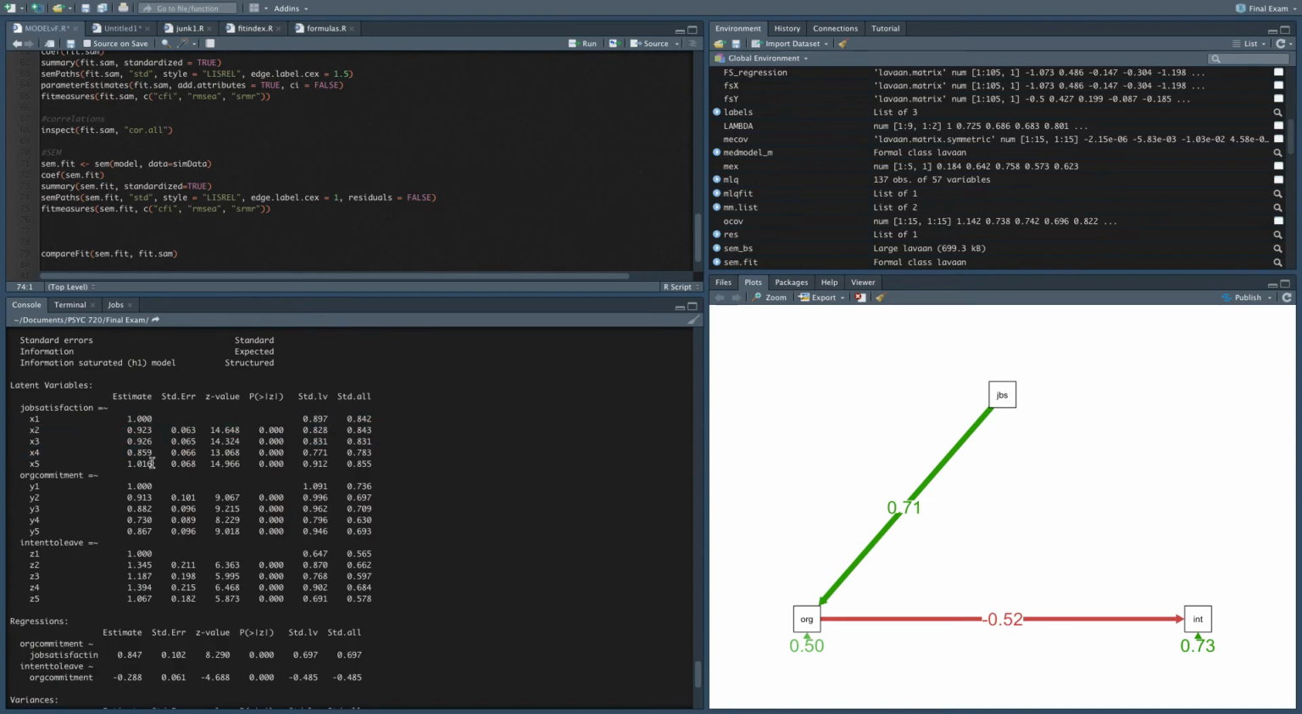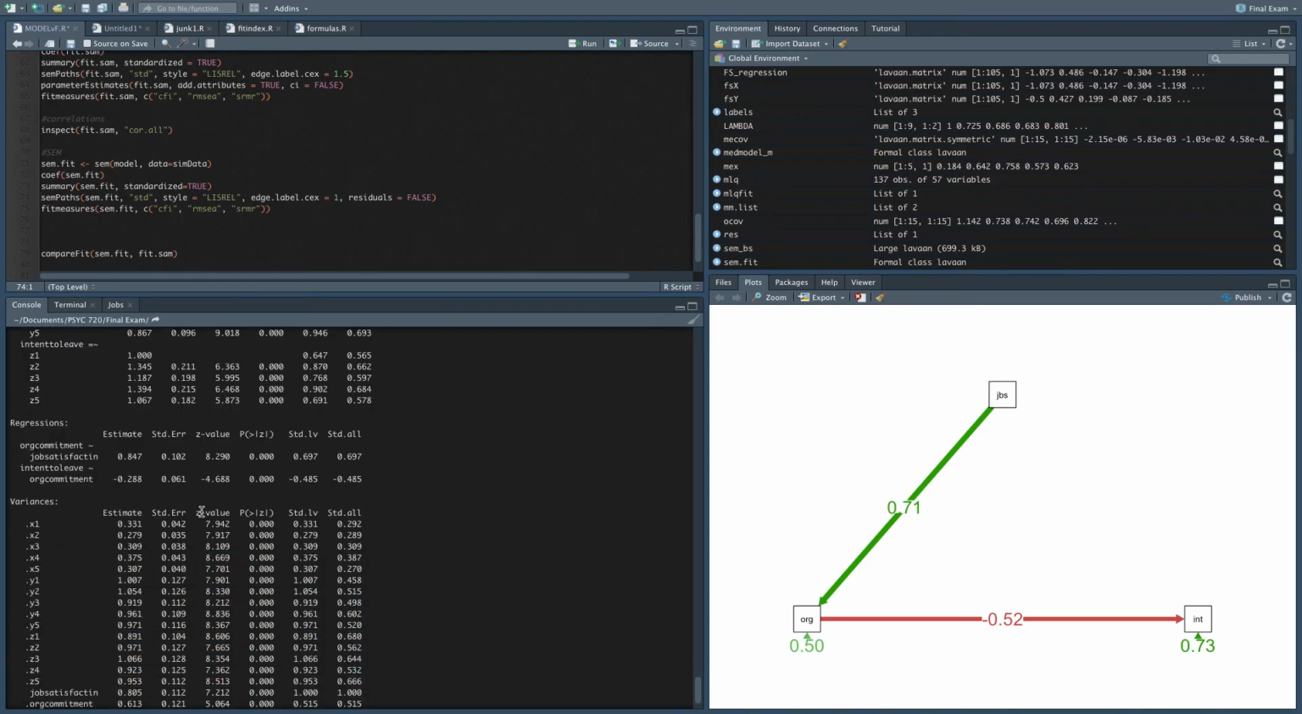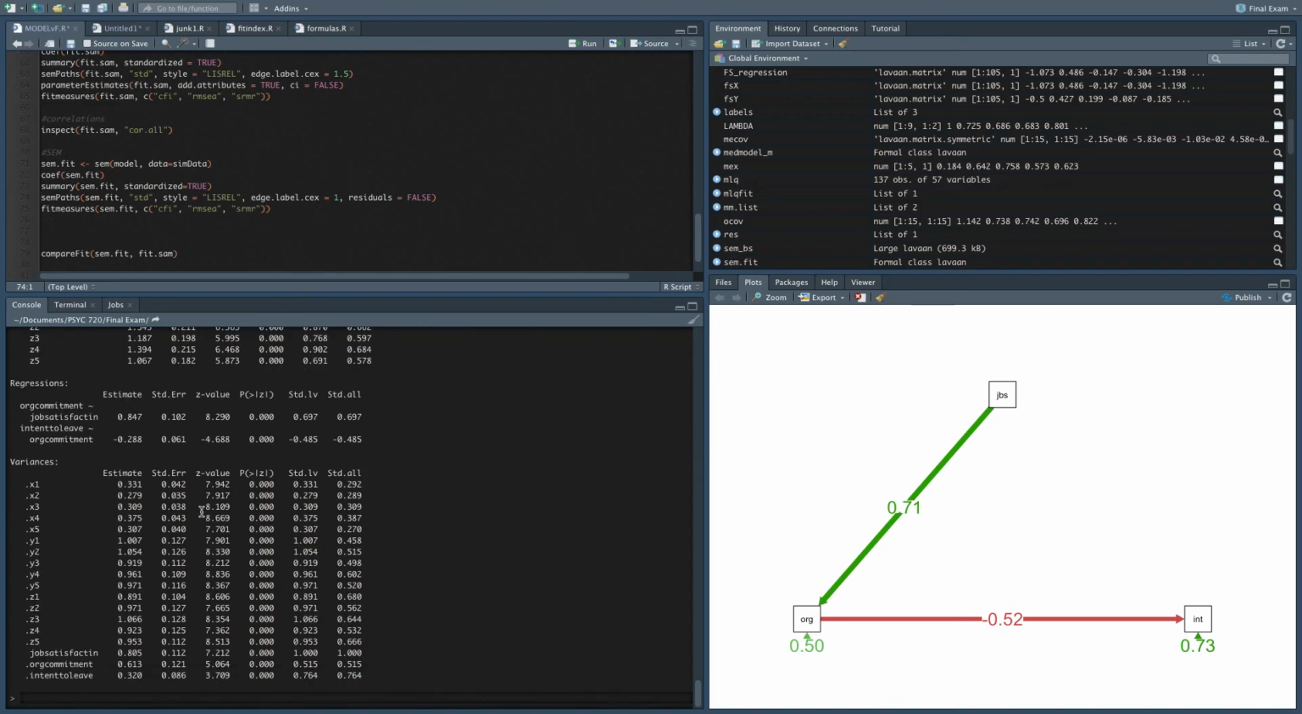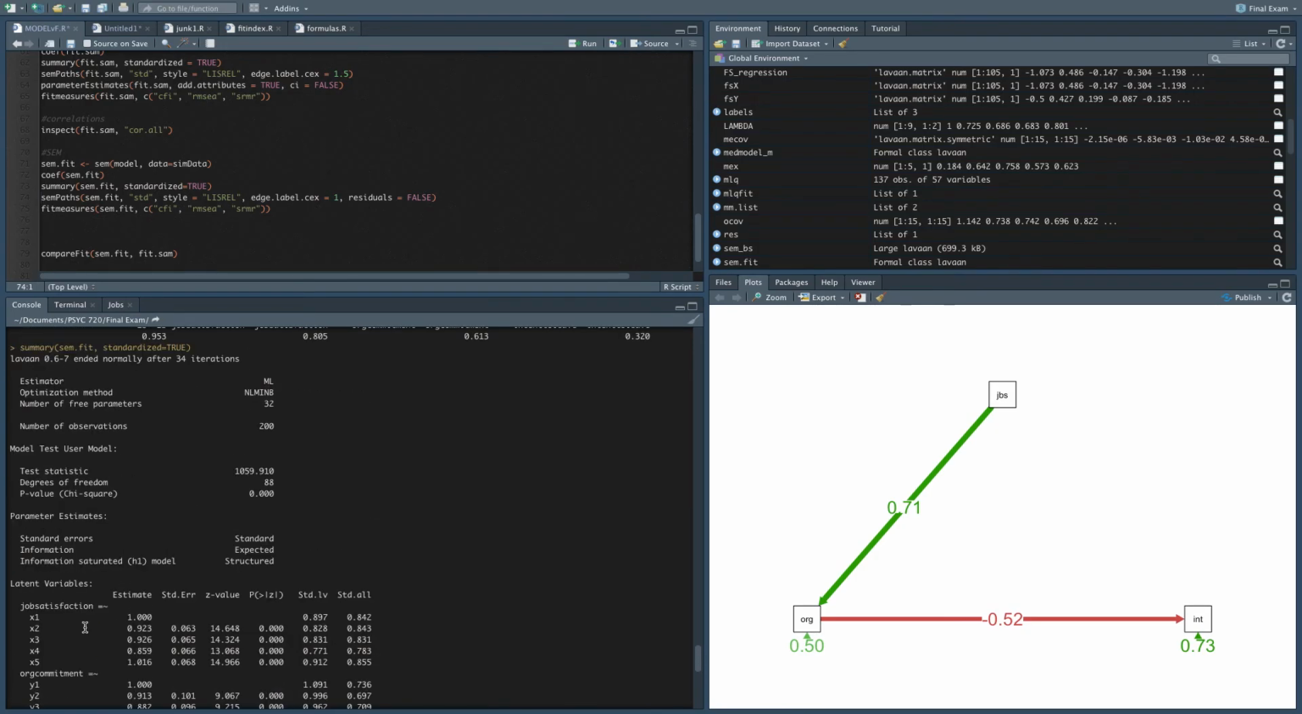You see these are standardized because the variance is 1. We have the variances for all of these, and the estimates for the latent variables and all that. Our number of parameters is 32 and our degrees of freedom was 88. So it's kind of beating my other one. But they're technically looking at the same thing, the relationship between these latent constructs. So however you get there is fine.